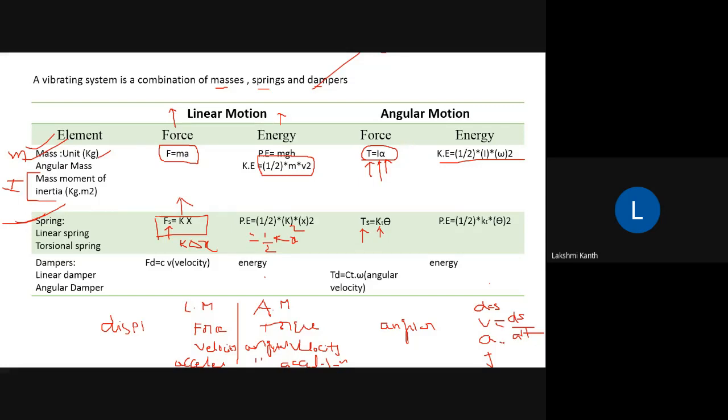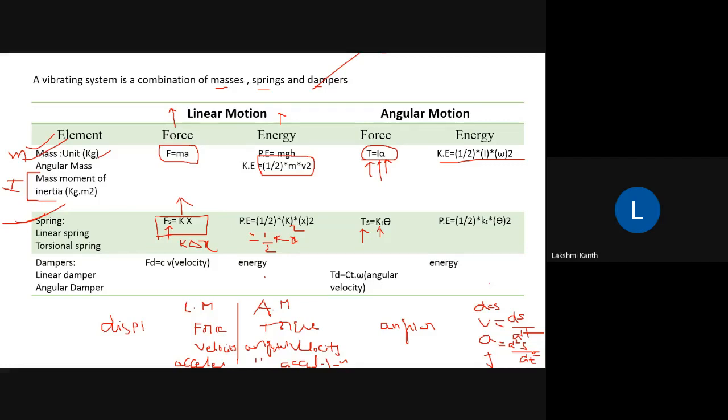For acceleration, it is the change in velocity, that is the second derivative of displacement, d square s by dt square. And jerk is the derivative of acceleration. Every time writing this consumes time, and writing it in derivative form creates some complexity in psychological terms.